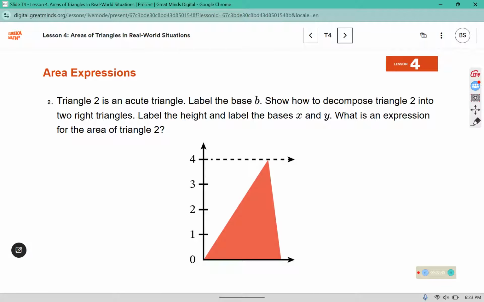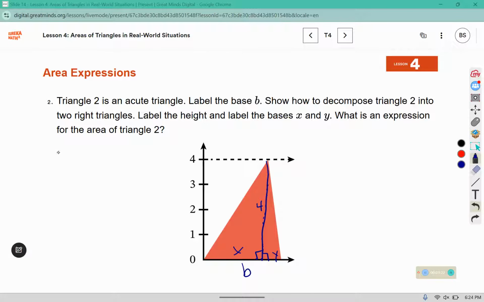Triangle 2 is an acute triangle. Label the base B. And then it says, show how to decompose triangle 2 into 2 right triangles. So if I drop a height down here, I can split it into 2 right triangles. Label the height, which is also 4, and label the bases x and y.